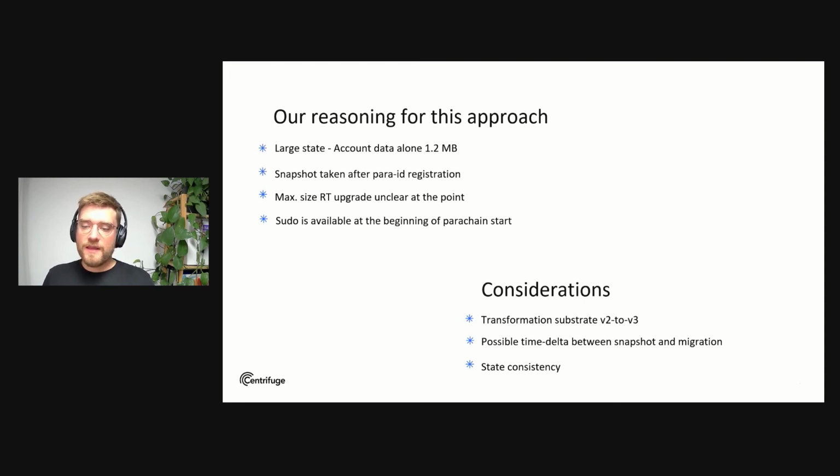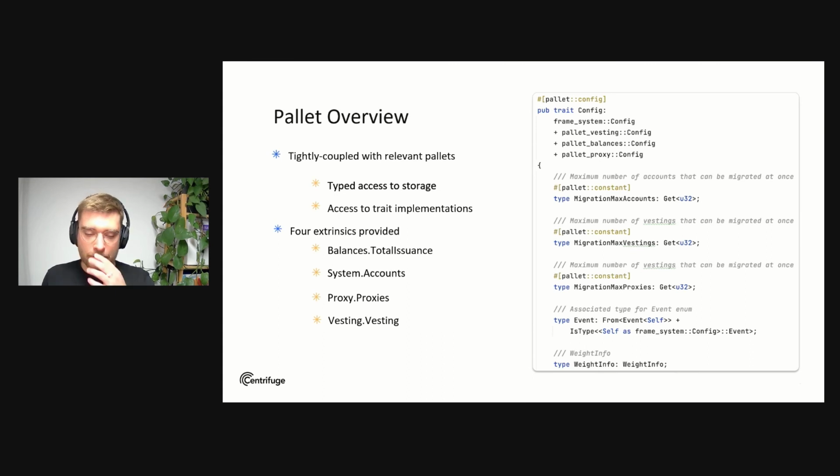What we then needed to consider was, because our standalone chain is a Substrate v2 version, that we needed some transformations for the data that we wanted to migrate. We also needed to consider the possible time deltas, which is especially important for vestings. And of course, state consistency is important, because otherwise you have a corrupted state, which is fairly bad. So what I'm going to do now is walk you through the 4 data sets that we wanted to migrate and show you the pallets and the extrinsics that we developed here.